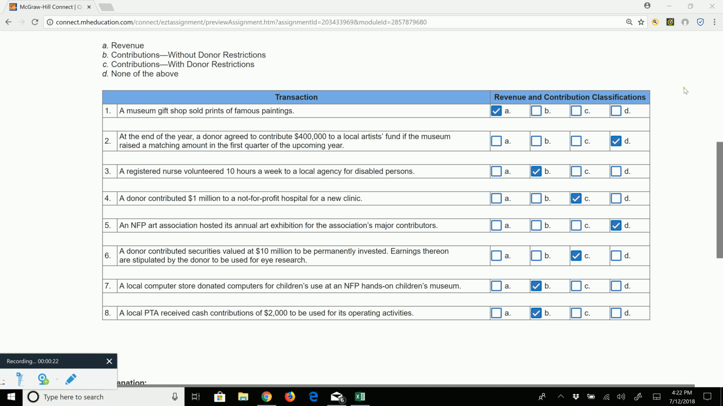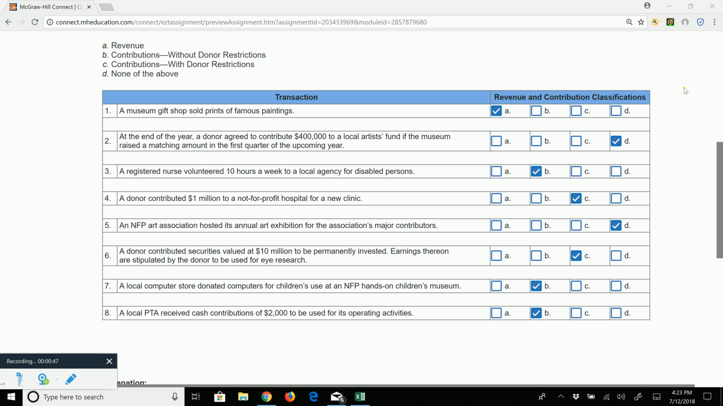If you recall, private nonprofits are going to use FASB standards, and the most unique thing about nonprofits is we have to keep track of our contributions as either without donor restrictions, in other words, unrestricted, or with donor restrictions. And those donor restrictions can either be permanent or temporary.